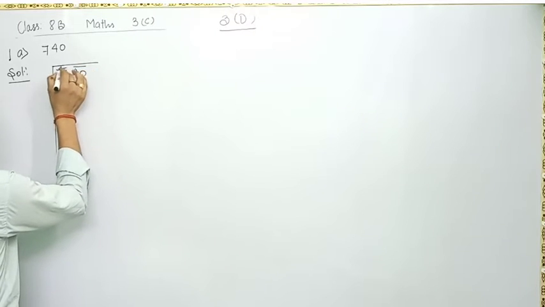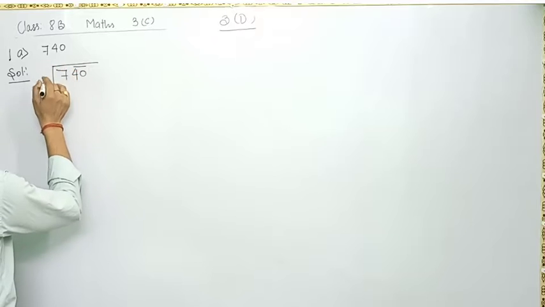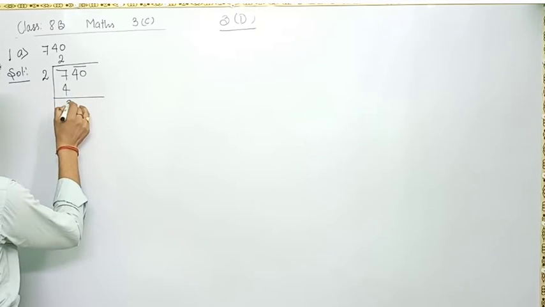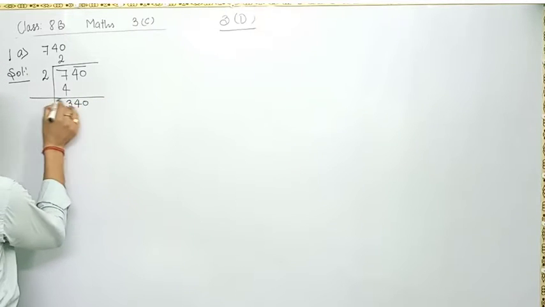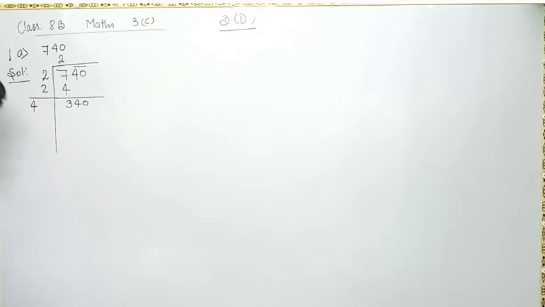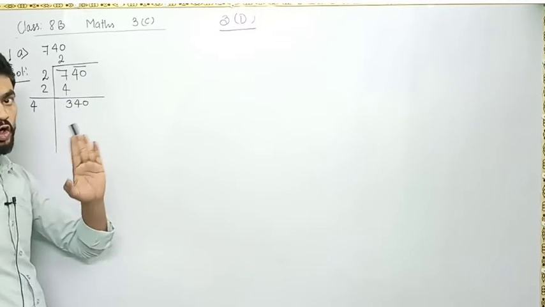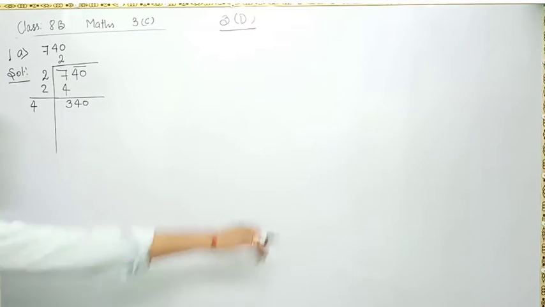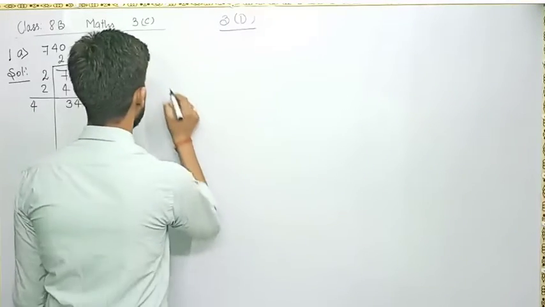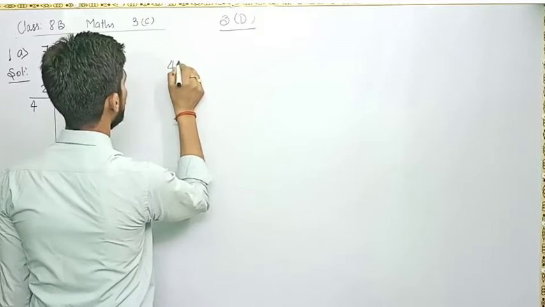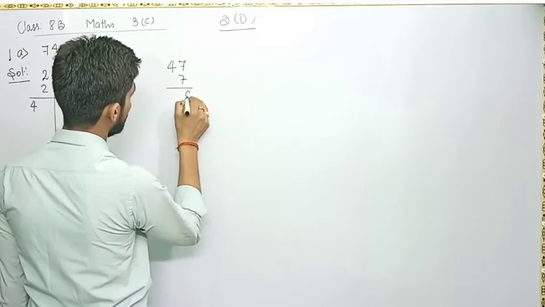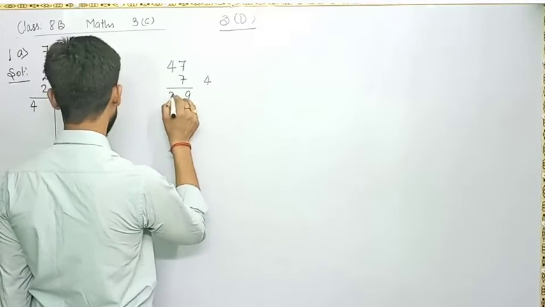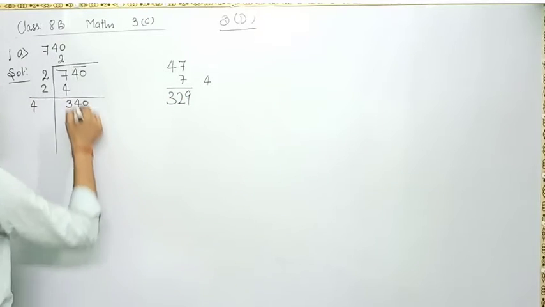So make the pair, you will leave 7 as one unpaired. So 2 2s are 4, because 3 3s are 9. So 3 and 40. Now you will write 24. Now 0 we cannot take, keep in mind, because if you take 0 it will become 0. If we take 7, 47 multiplied by 7. 7 7s are 49 and 7 4s are 28 and 4, 32. So we can take 7 here.